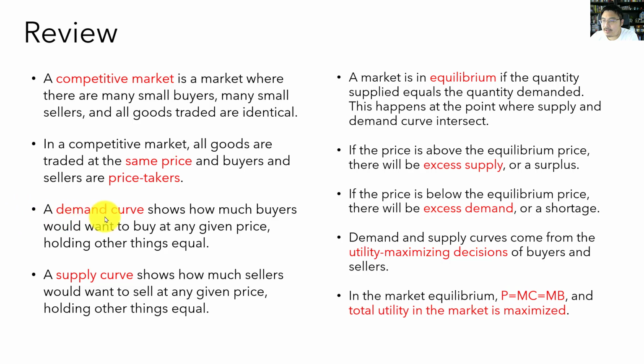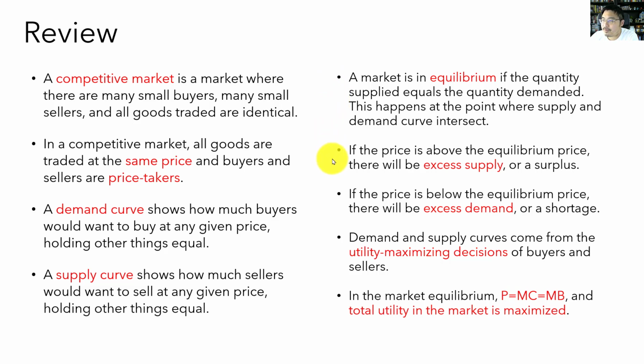All right, a demand curve shows how much buyers would want to buy at any given price while holding other things equal. And a supply curve shows how much sellers would want to sell at any given price, also holding other things equal. A market is in equilibrium if the quantity supplied equals the quantity demanded, and this happens when the supply and the demand curves intersect.